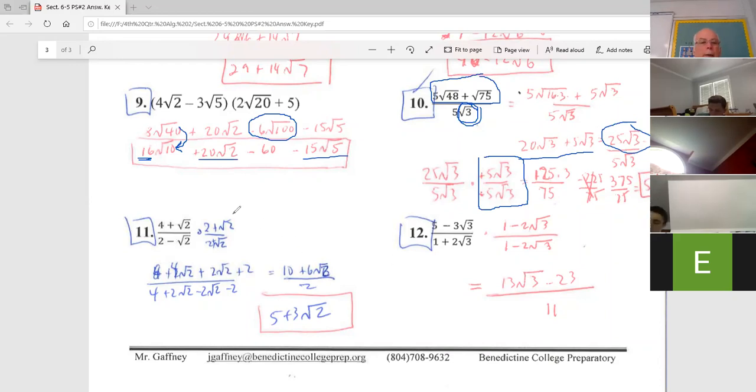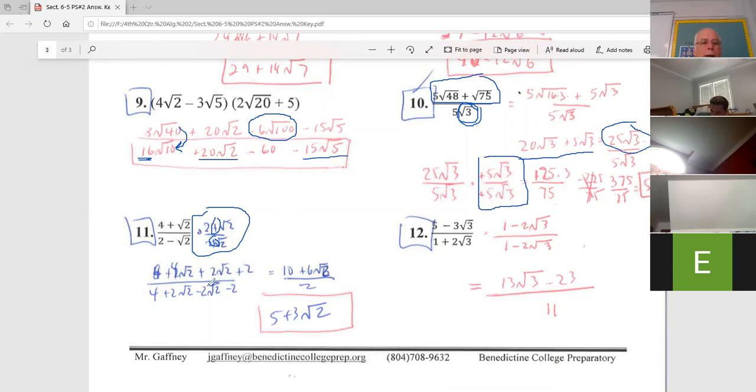All right. Again, here's that complex conjugates for number 11. So we multiplied everything, this time by 2 plus radical 2, all right? Which means the O and the I are going to zero out, and the F and the L are going to be like terms. That's what that accomplishes for you.